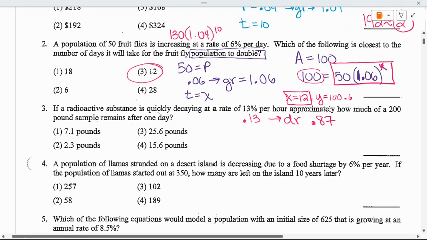Okay. So how much of a 200-pound sample remains after 1 day? And it's decaying per hour. So 200 is our beginning amount. Our time is 24, right? Because there are 24 hours in a day. What's our equation? Good job. And what did you get? 7.1.